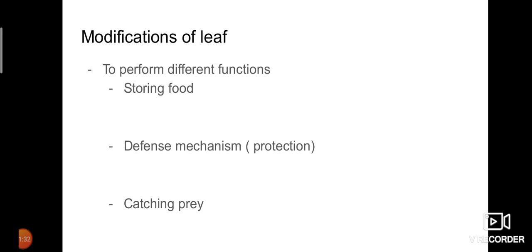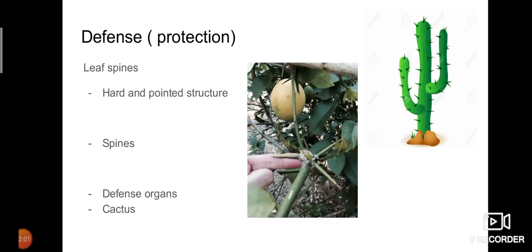Now we are going to see the different functions. The first one is storage, which represents food storage. The second, it acts as a defense mechanism. Defense means protection, so the modified leaves also provide protection to the plants. And the third one is catching prey. These are the different functions performed by the modified leaves. Let's see each function in detail.